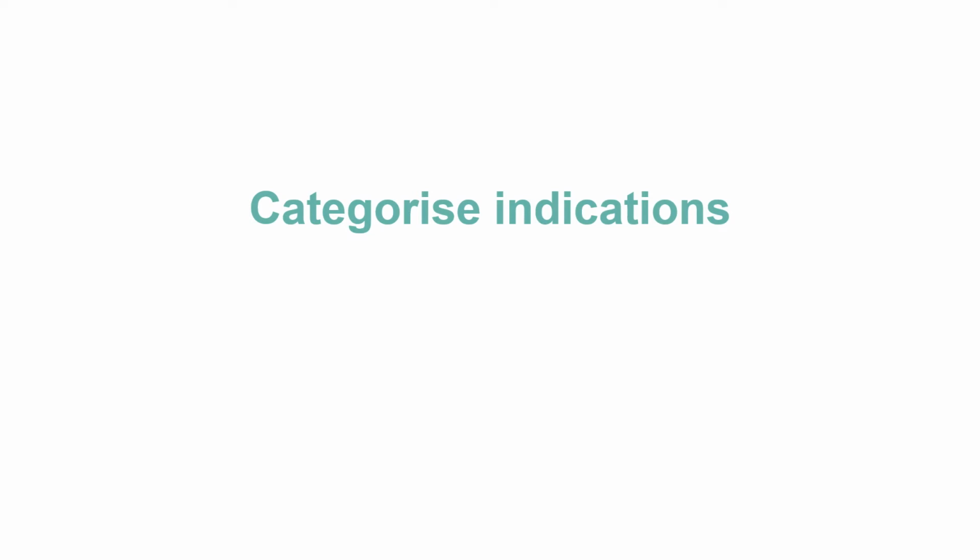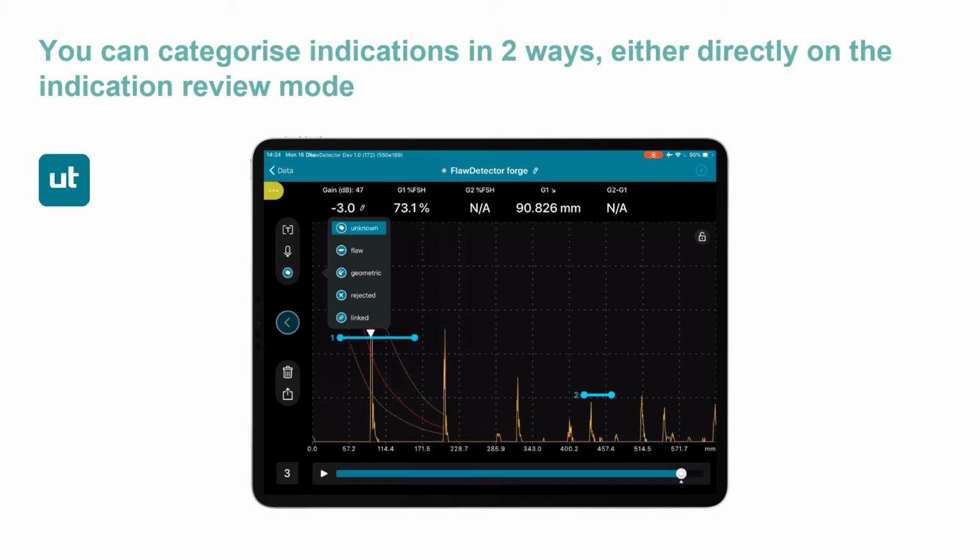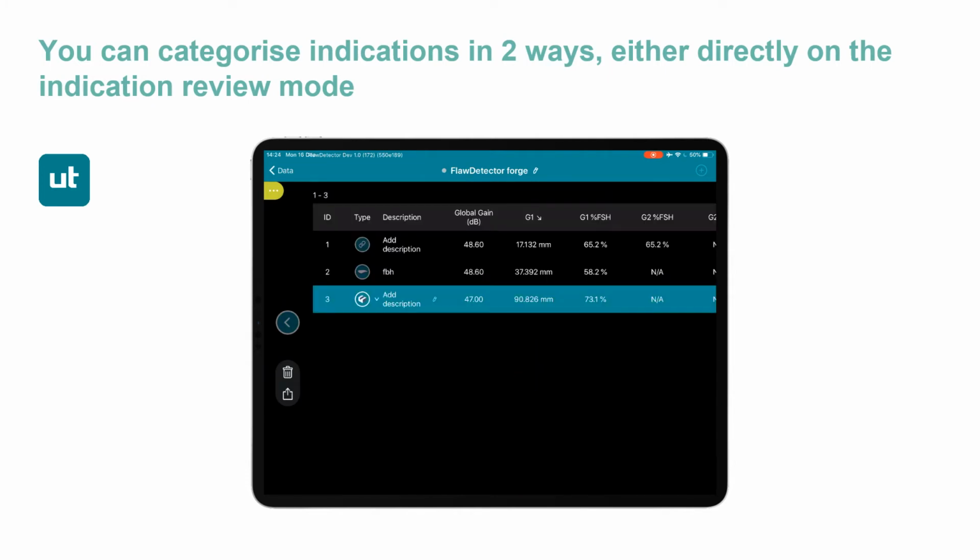Now if you want to categorize your indications, there are a number of ways to do that. You can categorize indications in two ways, either directly on the indication review mode, shown here, where you'll have a panel at the left with a tag, and you can tag with 5 different categories. Here we'll call this a geometric, and when we swipe down you'll see that the type icon in column 2 has changed to the geometric icon in the indication table.